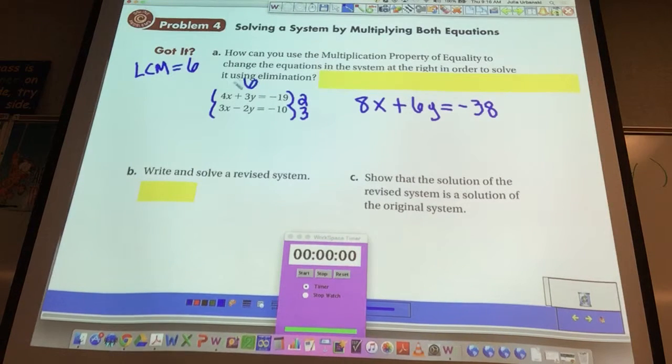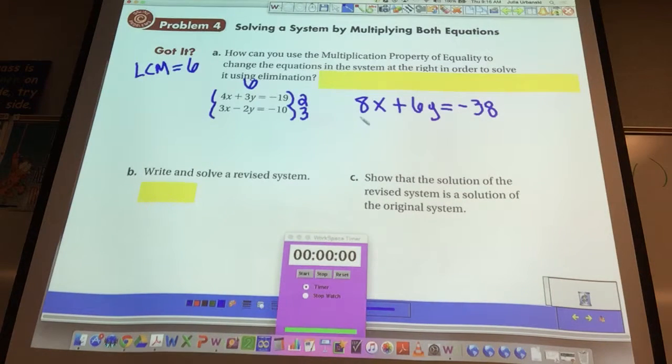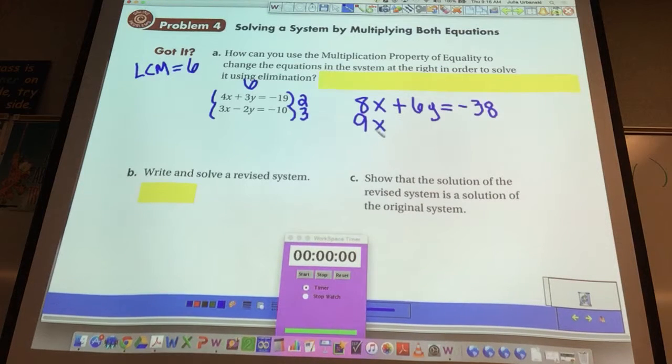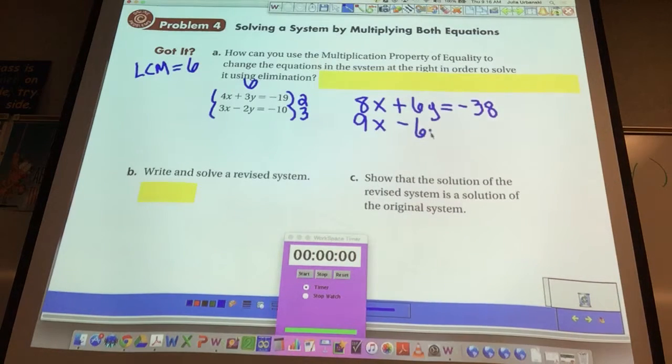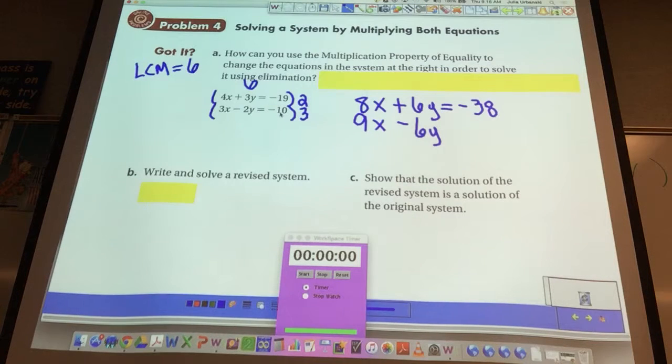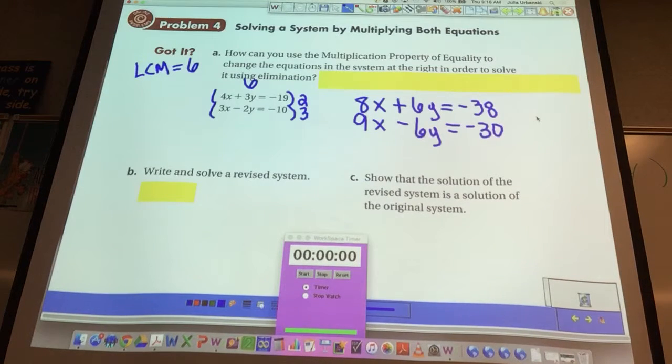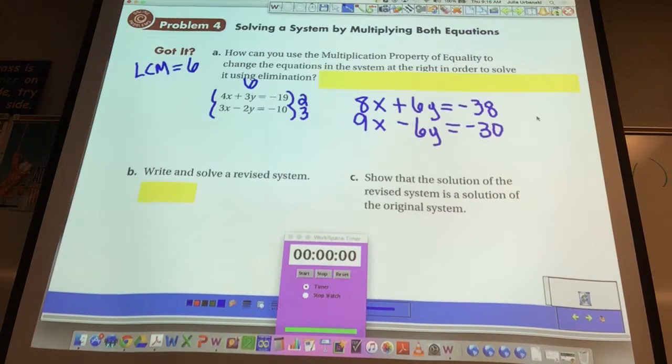Questions on that? So now it's 3x times 3, 9x. Don't forget, every single thing has to be multiplied. Negative 2 times 3 becomes negative 6y, which is what we wanted. So that those can cancel. And then negative 10 times 3, negative 30. Questions on that? Please double check all my positives and negatives.